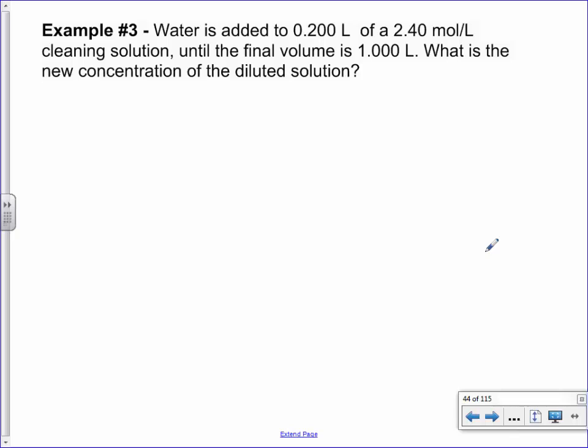Okay, let's try another example here. Let's say that I give you this information. You're going to add some water to a cleaning solution. We're diluting this. So you have a fairly concentrated solution. 2.4 moles per liter is actually fairly concentrated. It's well over 1. And you're going to add some water to it. This is one of the very few times in chemistry where I actually have a formula to give you. The only time we have a formula so far is if you're diluting something. And that's V1C1 equals V2C2.